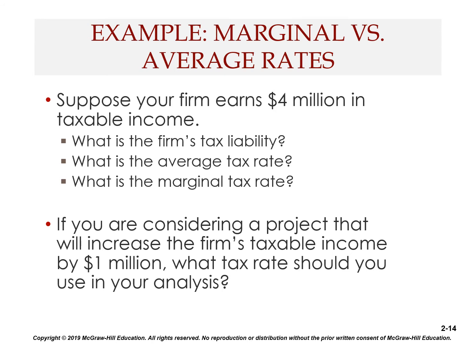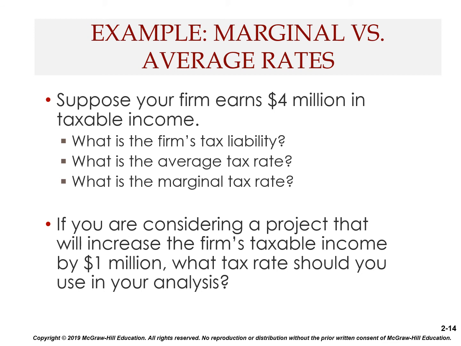So your total tax on $4 million will be $1,360,000. That's the firm's tax liability. What is the average tax rate? Divide that $1,360,000 by the $4 million total taxable income, and it's 34%. So on average, you pay 34%. Of every dollar overall, 34 cents goes for taxes.